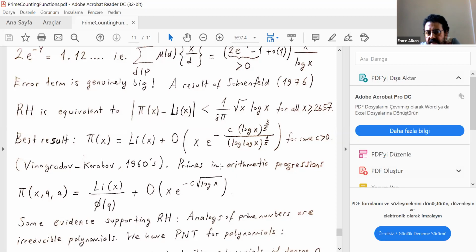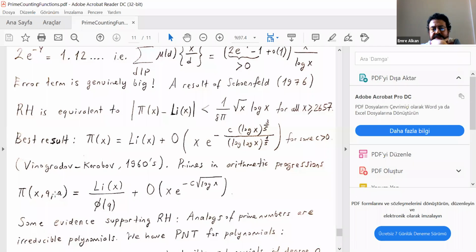For example, you can consider primes in arithmetic progressions, and Dirichlet was the first mathematician to show that there are infinitely many primes on admissible arithmetic progressions. So of course, a strengthening of this result is this.